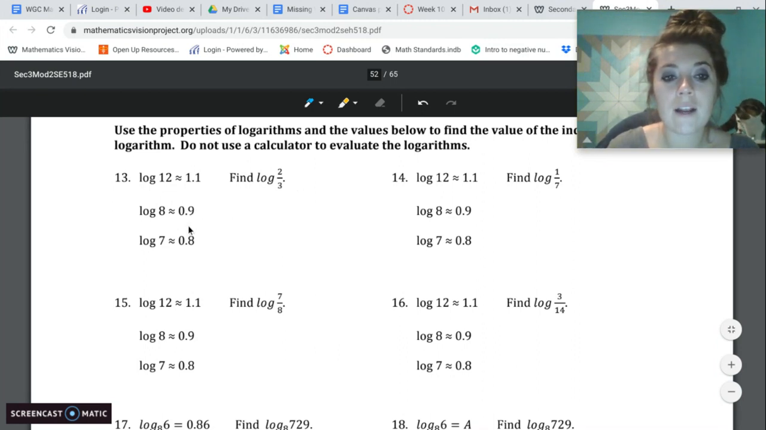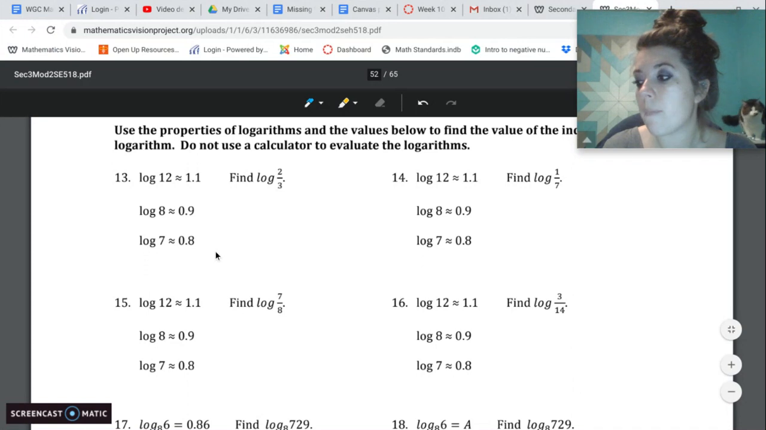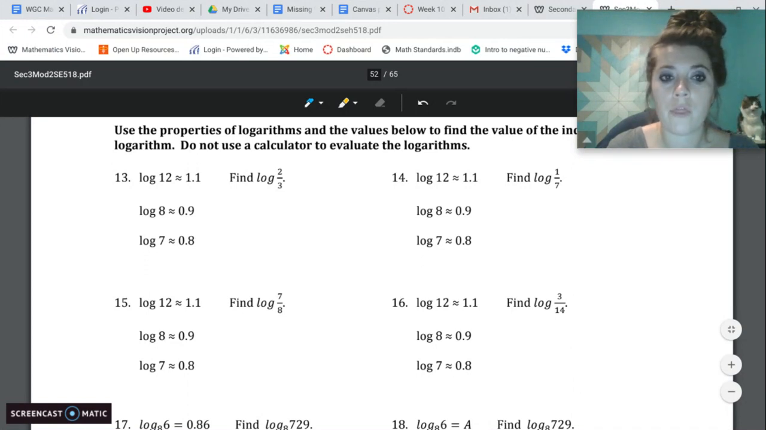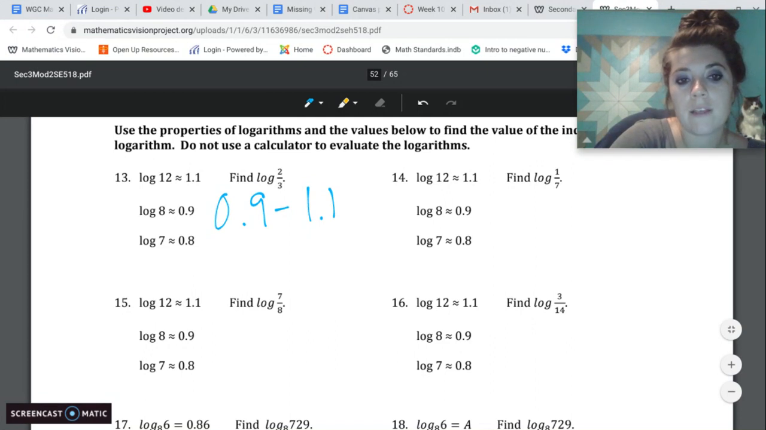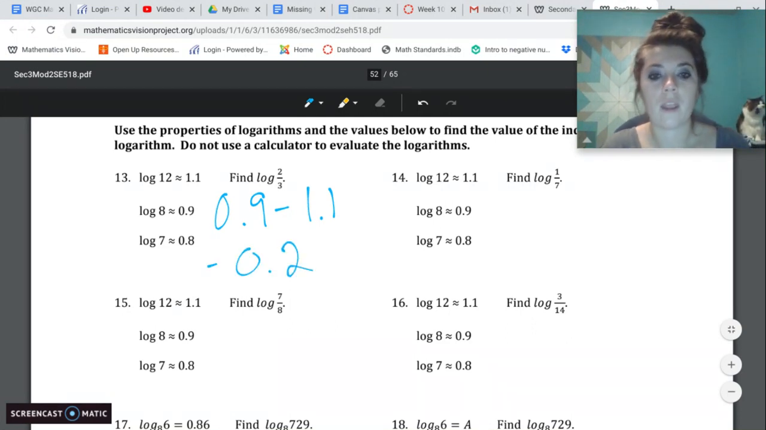So what we're doing here is we need to find a relationship that represents 2/3. So looking at our values here, 7 out of 12, no. 7 out of 8, no. But 8 over 12, that is the same thing as 2/3. So we're going to take 0.9 and subtract 1.1 from it. So we end up with a negative 0.2.